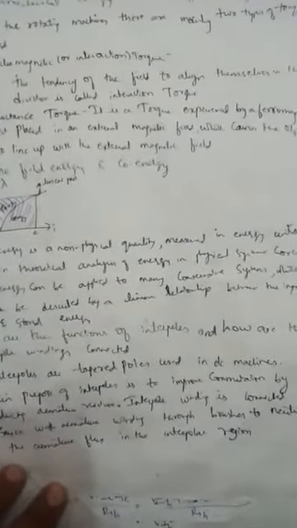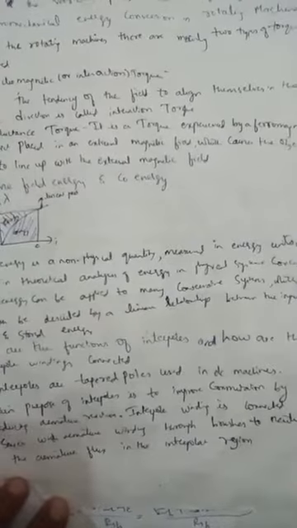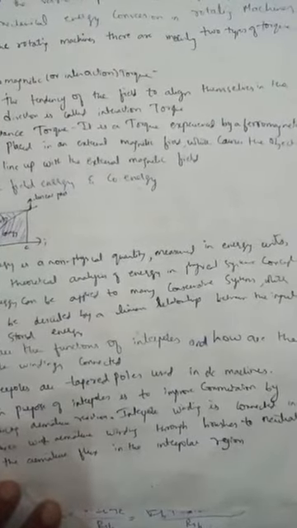Third question is, what are the functions of interpoles and how are the interpole windings connected? Interpoles are tapered poles used in DC machines, and the main purpose of interpoles is to improve commutation by reducing armature reaction. Interpole winding is connected in series with armature winding through brushes to neutralize the armature flux in the interpolar region.